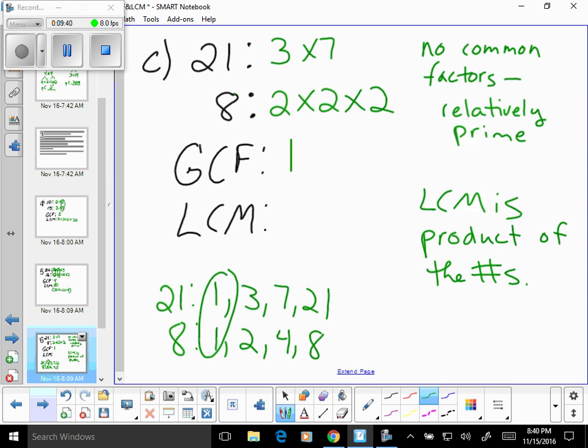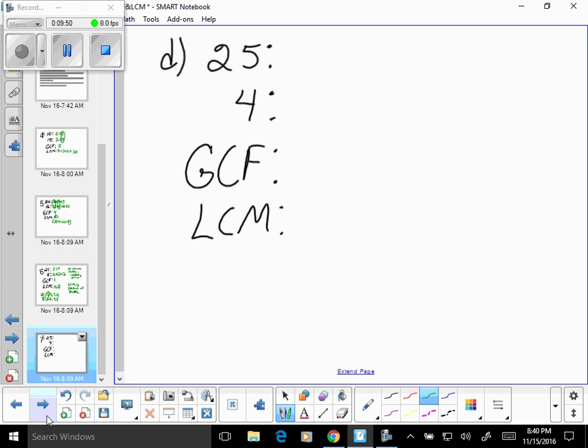8 times 1 is 8. 8 times 2 is 16. So my LCM is 168. Hit pause and you do example D.